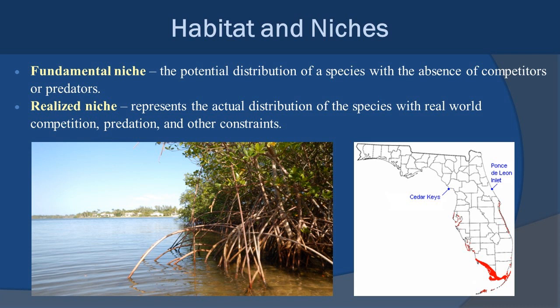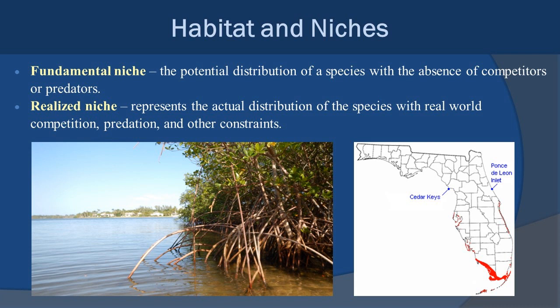Now we can look at niches in two ways: fundamental or realized niche. The fundamental niche would be the potential distribution of a particular species sans competition and predators. So without all that, where could they possibly spread out to just based on environmental conditions and limits of their abilities? The realized niche is, of course, what actually happens, because there is competition and predators and other factors that are going to limit them.